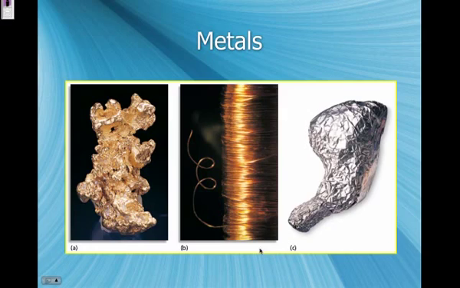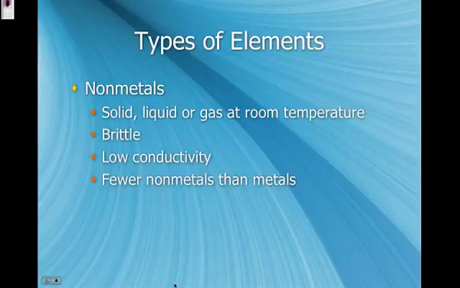So here's some metals. What do you think this one is? Yeah, it looks like gold. What's this one? Copper, I would say, yeah. And this one? Maybe, but it's covering a chicken leg. Aluminum, yeah. Aluminum foil. It looks silvery though, yeah.